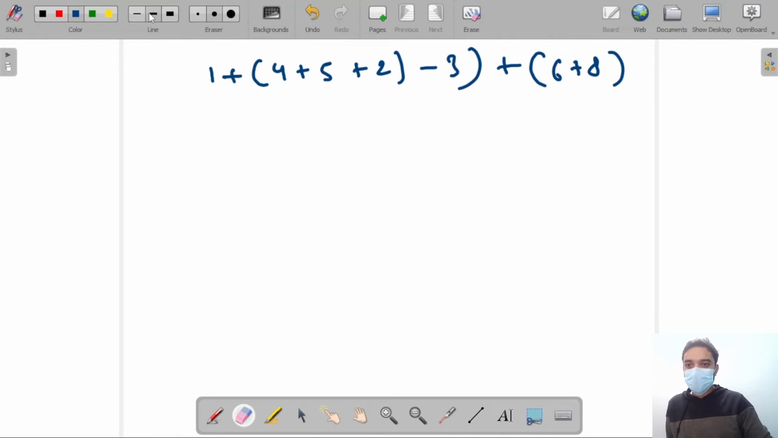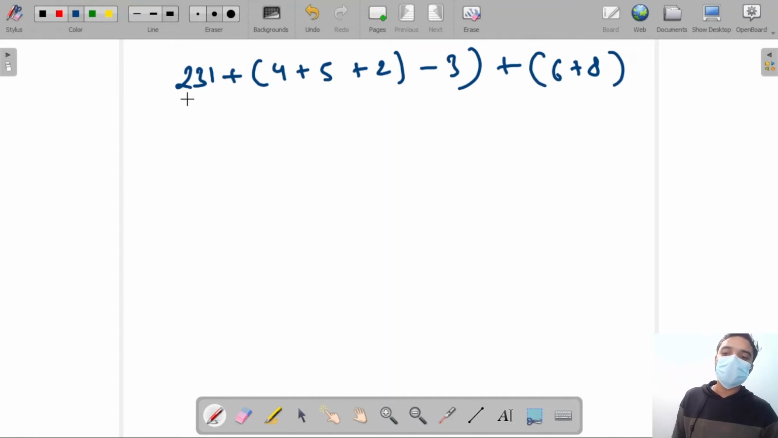Let's say I have a character here, like let's say 231. What we were doing initially was just checking the character, and if I get the next character, we were just adding it. This is not good now. So let's see what we have to do.